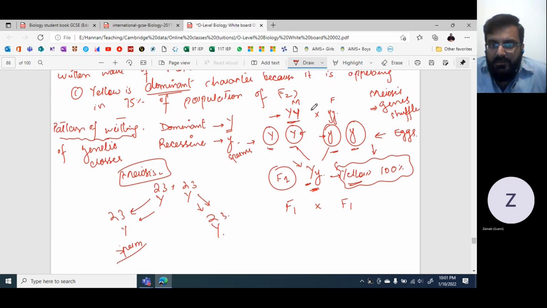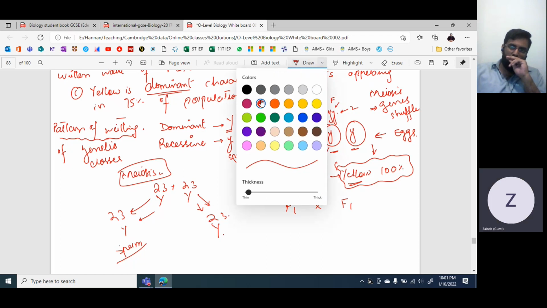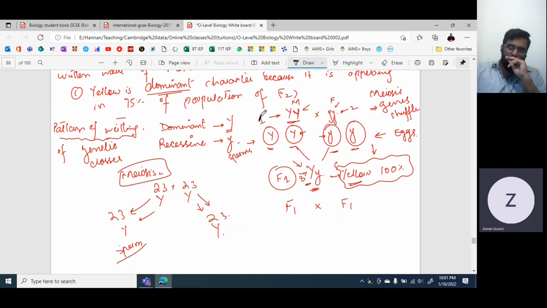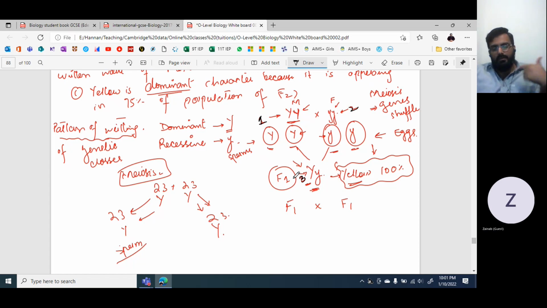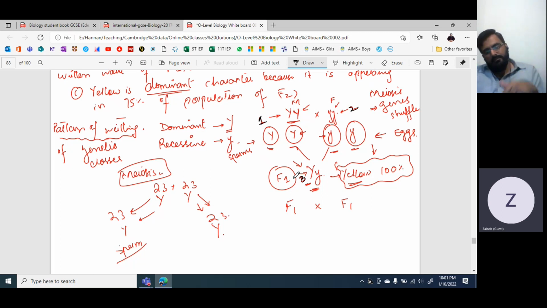Tell me the genotype of this expression and this expression and this expression. I am numbering them one, two, three. Tell me the genotype of this, and this. The genotype for the first one is YY. For the second one it's small y small y, and for the third one it's capital Y small y.